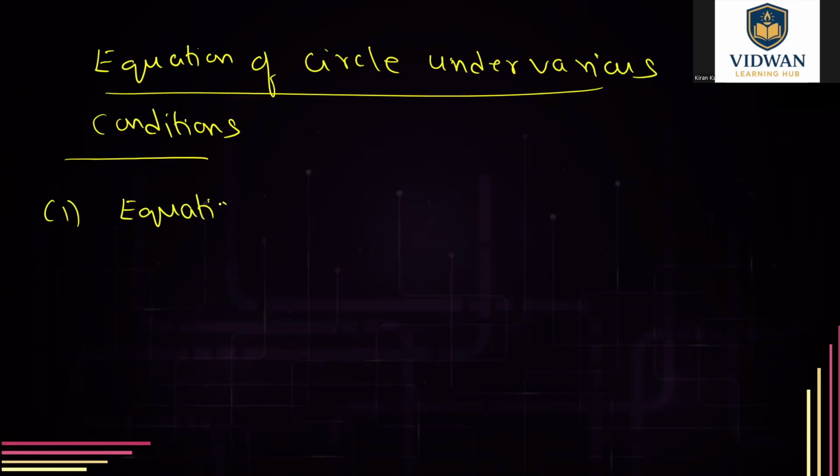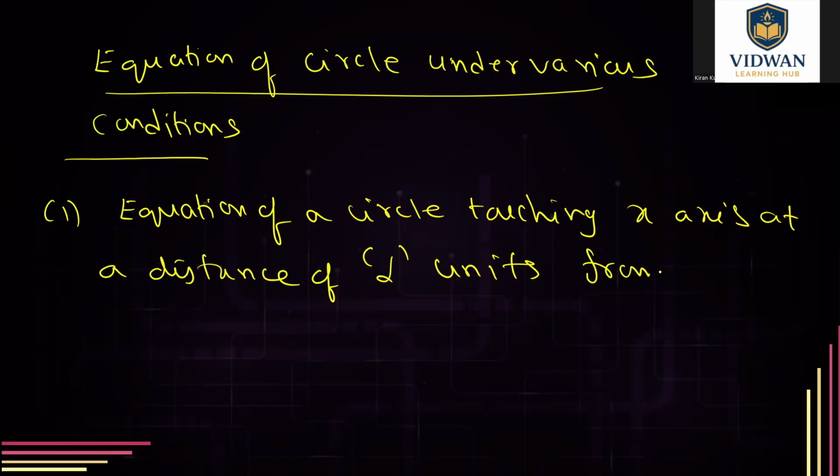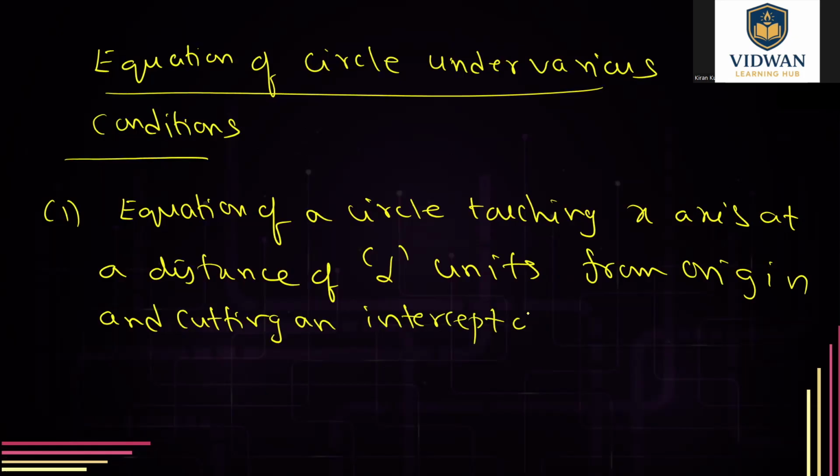of a circle touching x-axis at a distance of alpha units from origin. It is touching the x-axis at a distance of alpha units from origin and cutting an intercept of length 12. You can take L also. So I'm taking 12 on y-axis. So this is the heading.